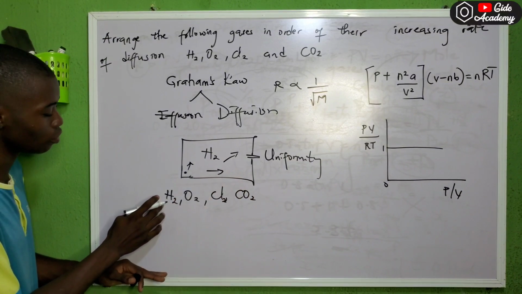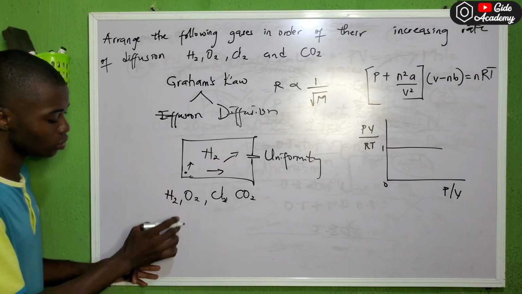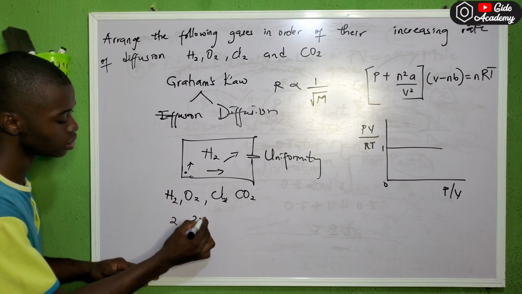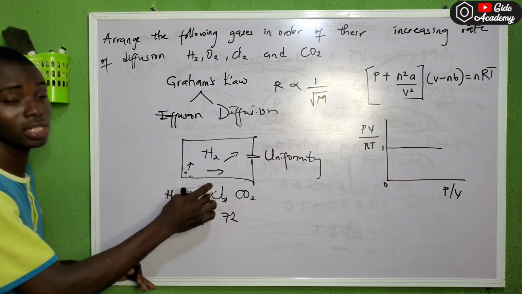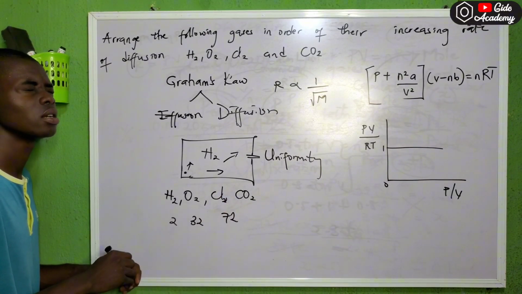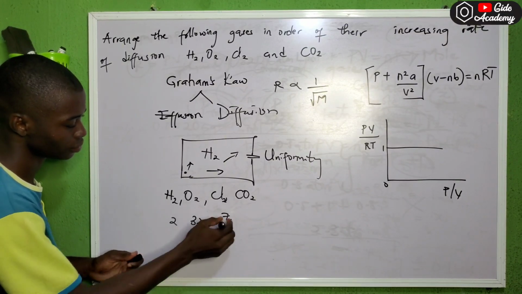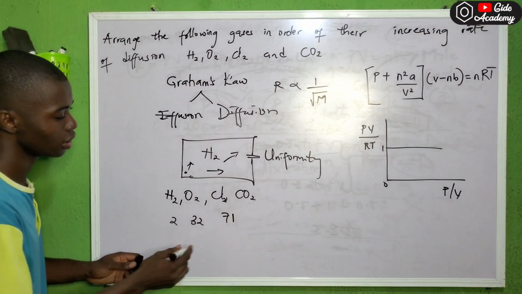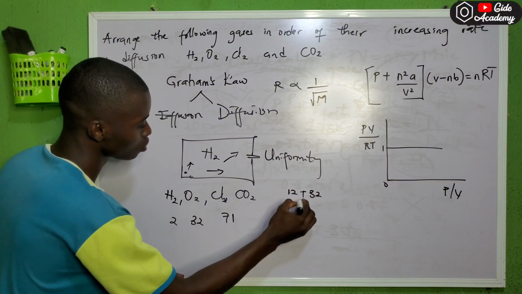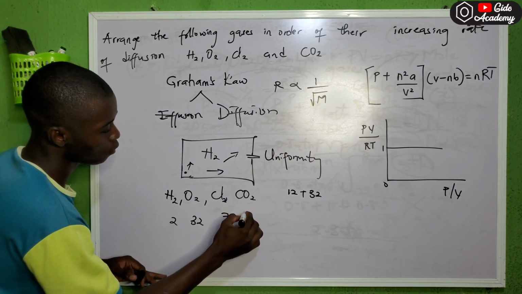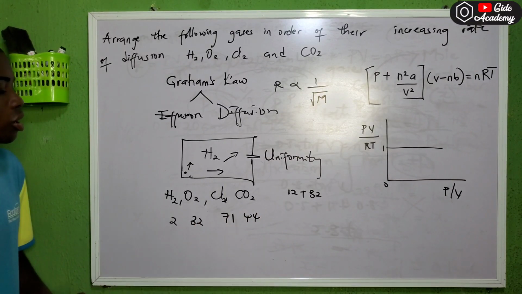So first of all, what is the atomic mass of hydrogen? Here is 2. 1 times 2 will give us 2. Oxygen is 16, here will give us 32. Chlorine is 35.5 times 2, that will give us, is it 72 or 71? 71. Then carbon is 12, oxygen is 16, that's 32, that will give us 44.